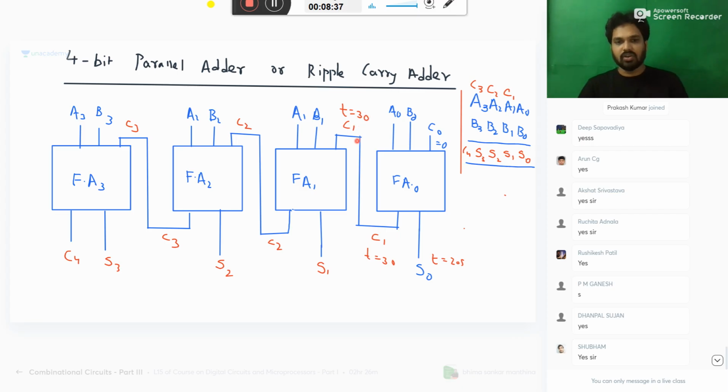Before 30, what is the output here? Will this adder start at 30 or before itself it will do its job?